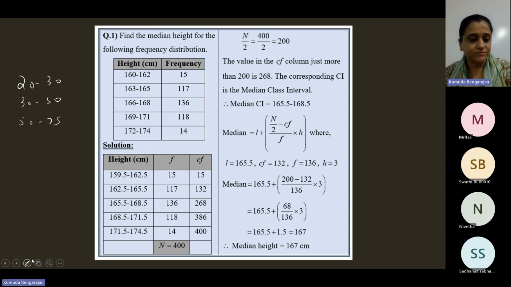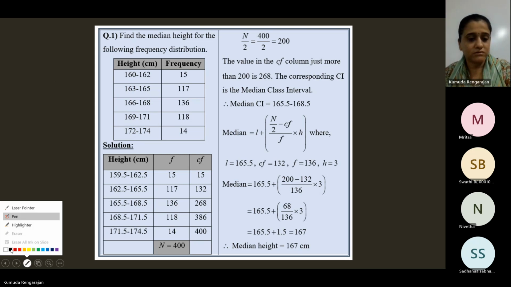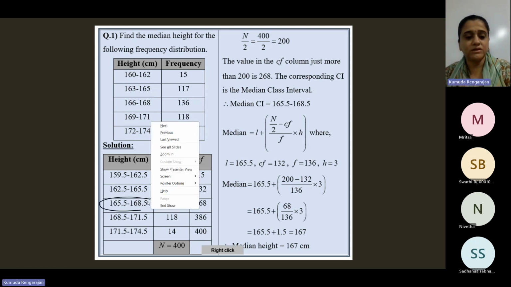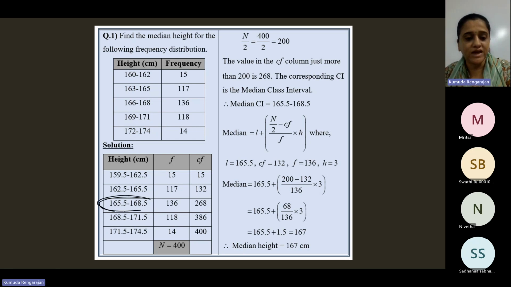So this one: 168.5 minus 165.5 is 3. Fix all these values in the formula and calculate. All right. So the median height is 167, and you can clearly see that it belongs to this class interval, between 165.5 and 168.5. It should belong to that class interval. It can be any value which lies in that class interval.